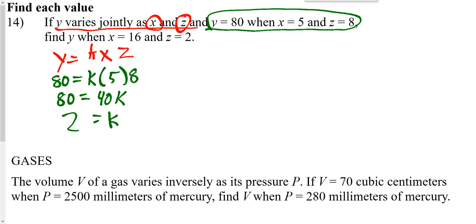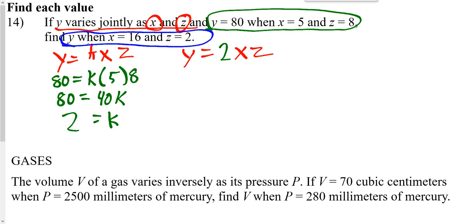So I'm going to rewrite my original general equation with that value of k plugged in there. Then I can actually plug in the stuff to answer my question. I need to find y, plug in my x, plug in my z, and I get y to be 64.